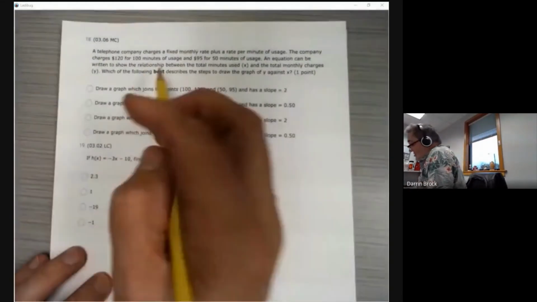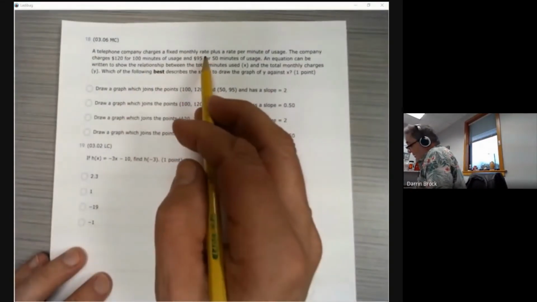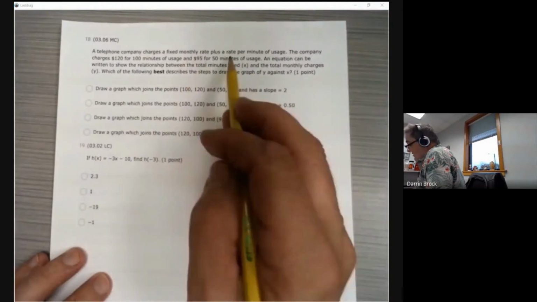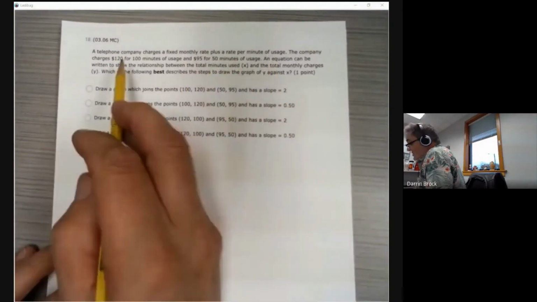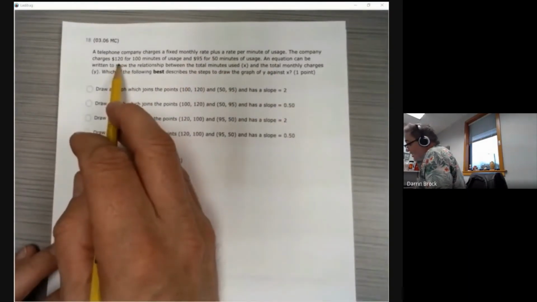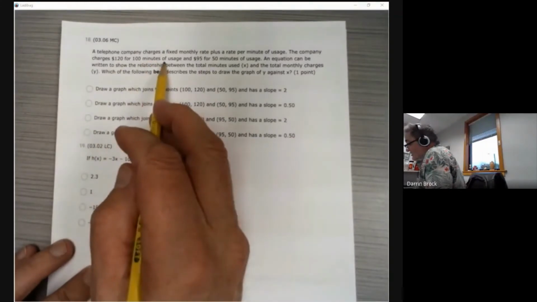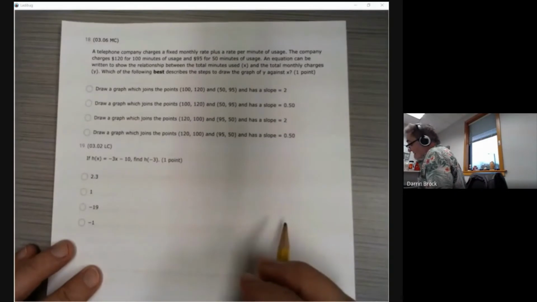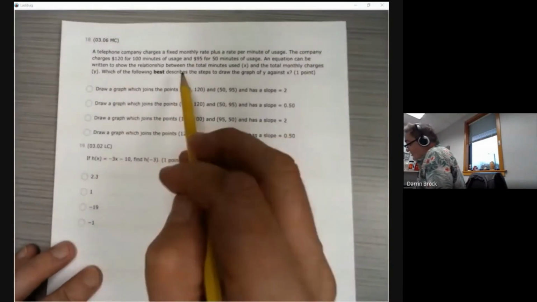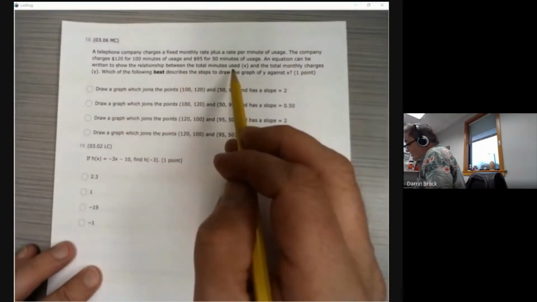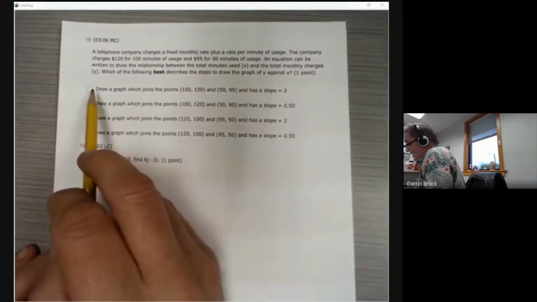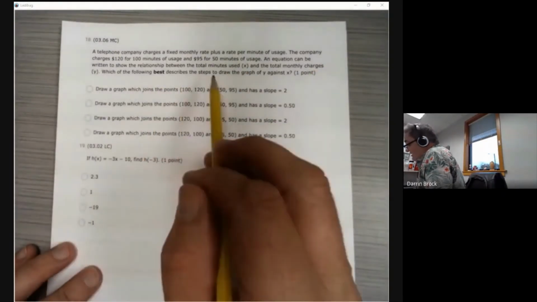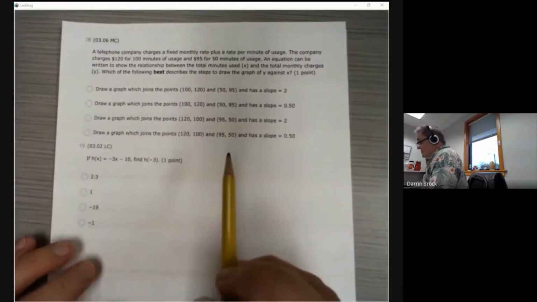Okay, a telephone company charges a fixed monthly rate, so that never changes, plus a rate per minute. So the company charges $120 for 100 minutes of usage and $95 for 50 minutes of usage. So an equation can be written to show the relationship between the total minutes used, which is the X, and the total monthly charges, which is the Y. So which best describes the steps to draw the graph?